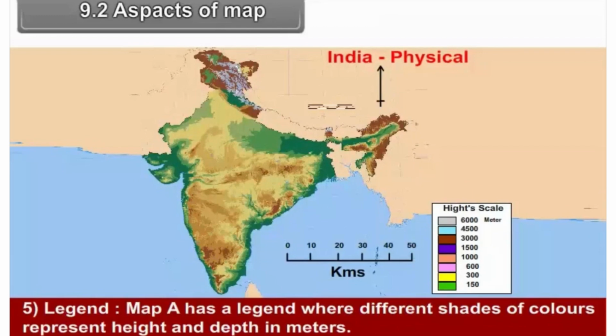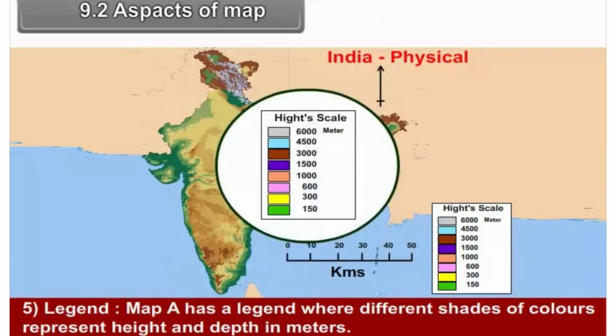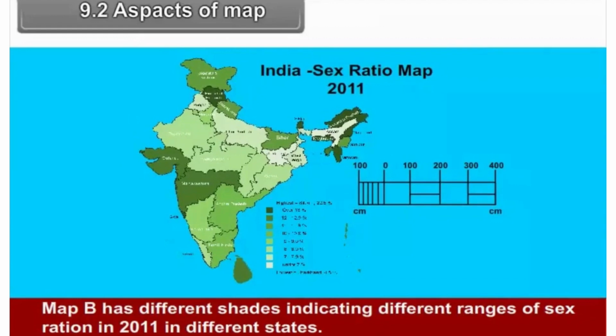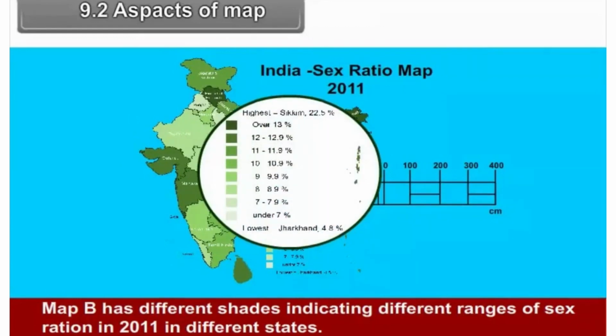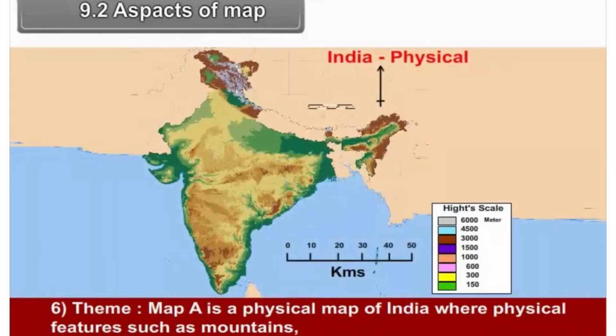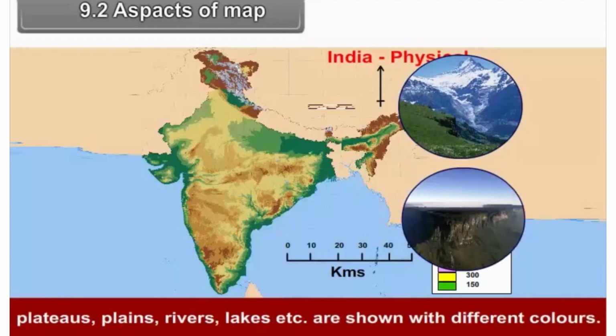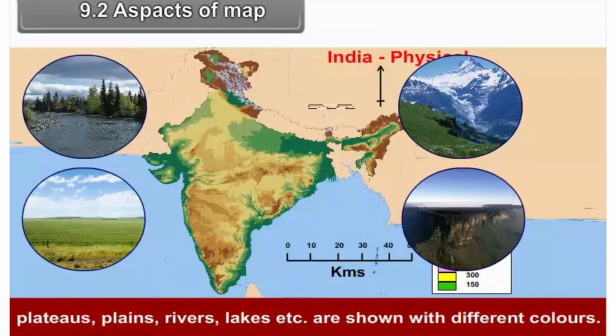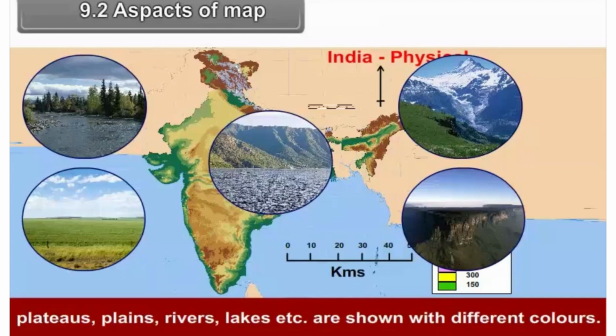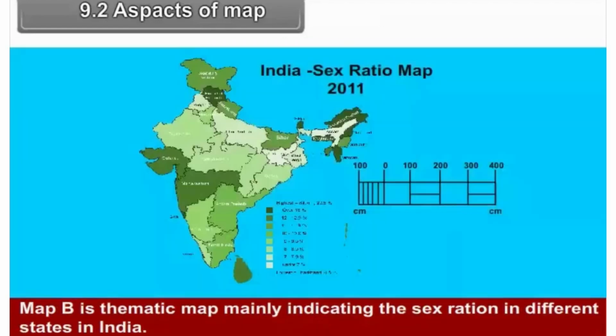5. Legend. Map A has a legend where different shades of colors represent height and depth in meters. Map B has different shades indicating different ranges of sex ratio in 2011 in different states. 6. Theme. Map A is a physical map of India where physical features such as mountains, plateaus, plains, rivers, lakes, etc. are shown with different colors. Map B is a thematic map mainly indicating the sex ratio in different states in India.